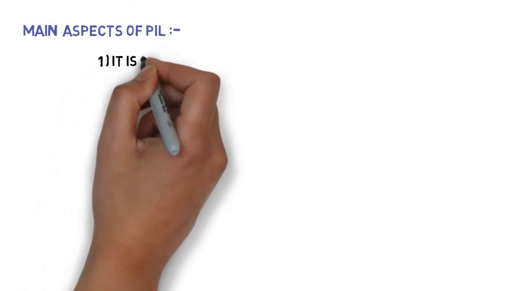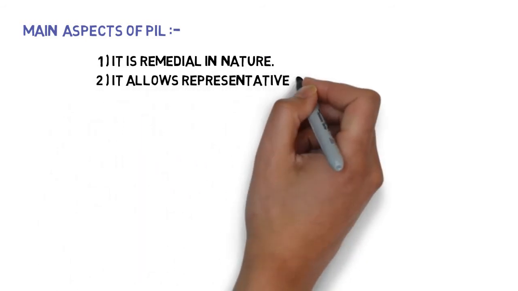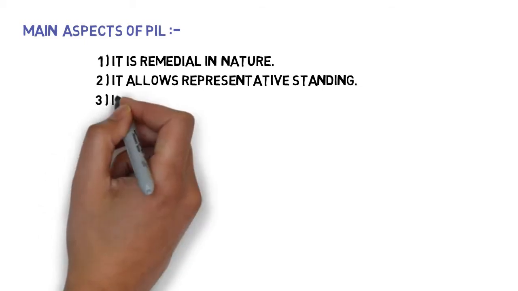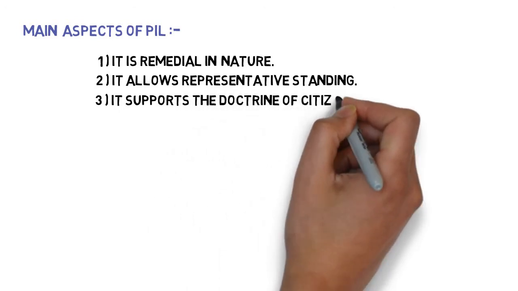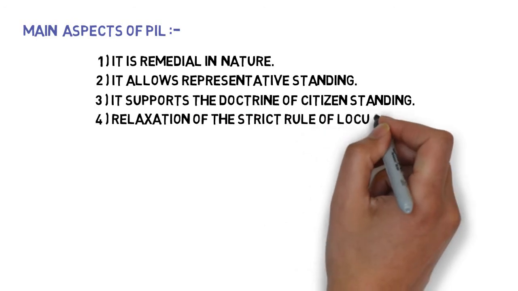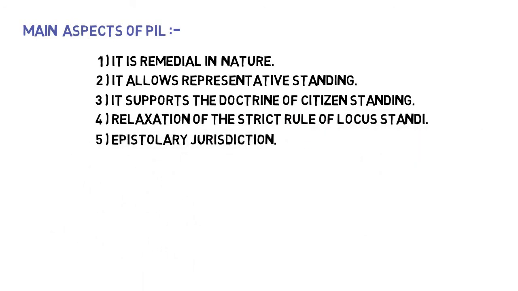Now, there are 5 important aspects, main aspects of PIL. Let's see what are those. It is remedial in nature as it provides remedies to the aggrieved parties. Second, it allows representative standing as it empowers other people to fight for helpless people. Third, it supports the doctrine of citizen standing. Fourth, it relaxes the strict rule of locus standi. And fifth one is the epistolary jurisdiction.